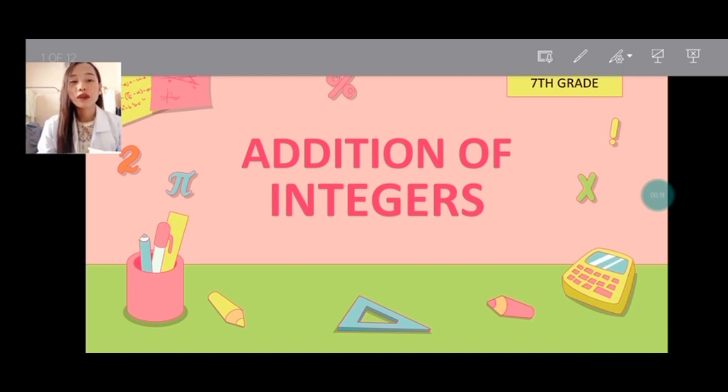I am going to teach you how to add integers using three different ways or methods. First is by using the colored counters, then number lines, and then the third is the rules itself. Before we further discuss our topic, let us first solve the following activity.